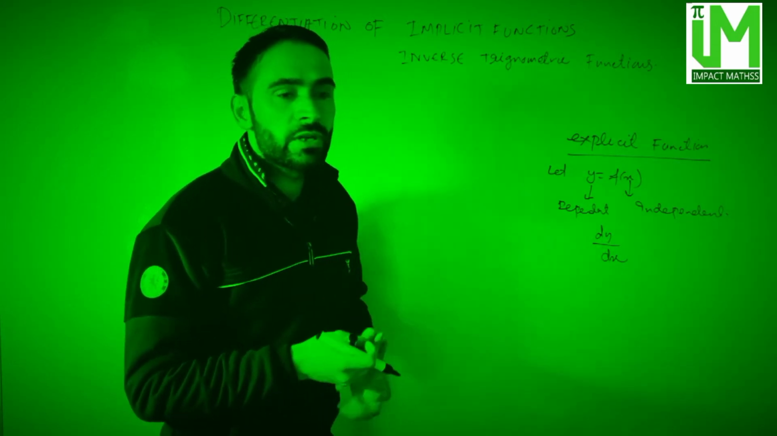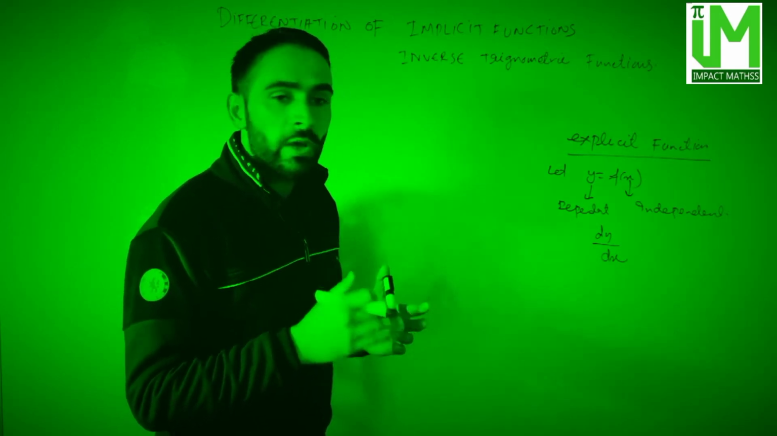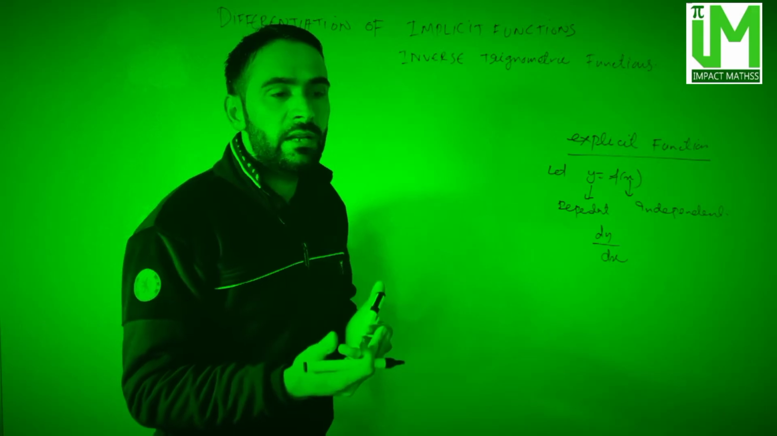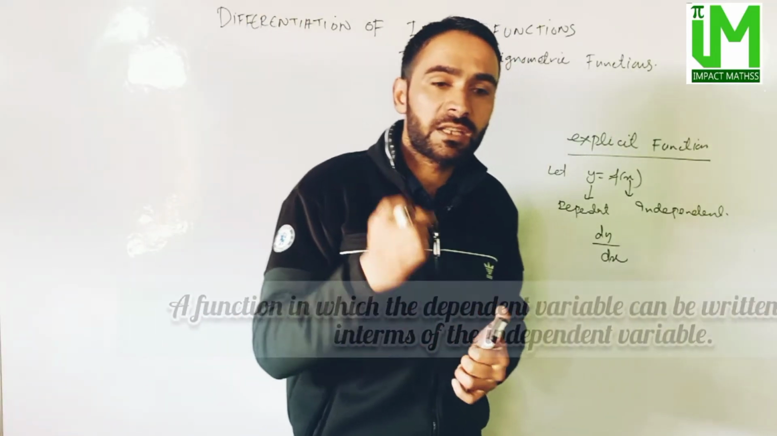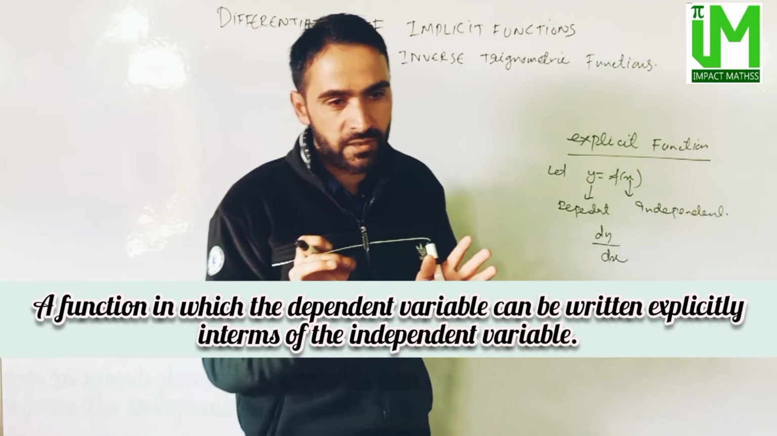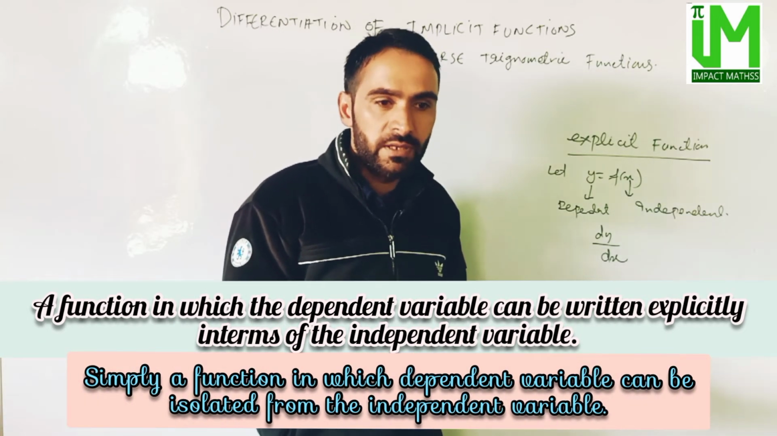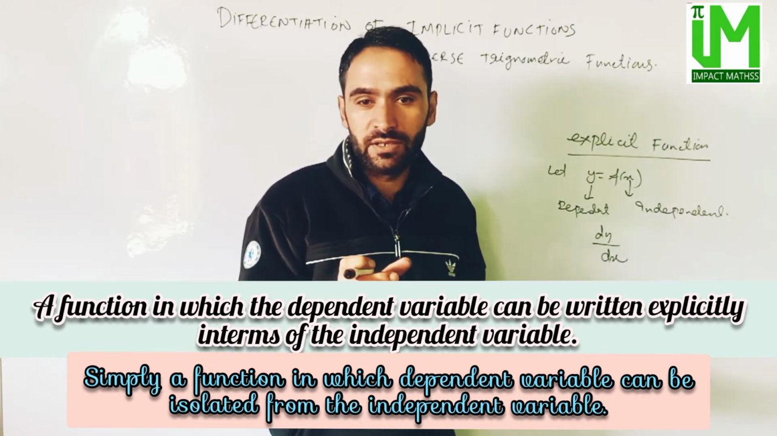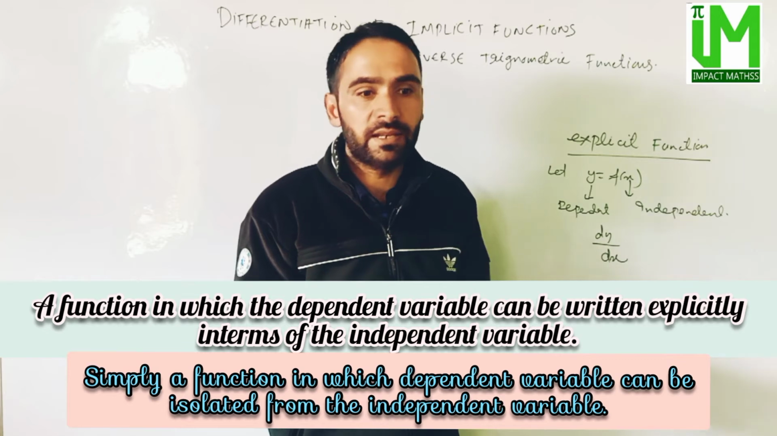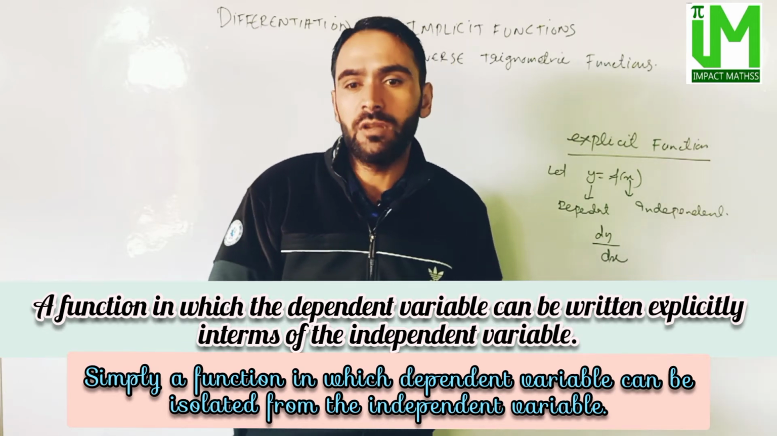Now what sort of function is called an explicit function? An explicit function is a function where the nature of the dependent variable and the nature of the independent variable is explicitly known. Explicitly known means the relation between the dependent variable and the independent variable is clear. That means a clear-cut dependent variable is visible and a clear-cut independent variable is visible.